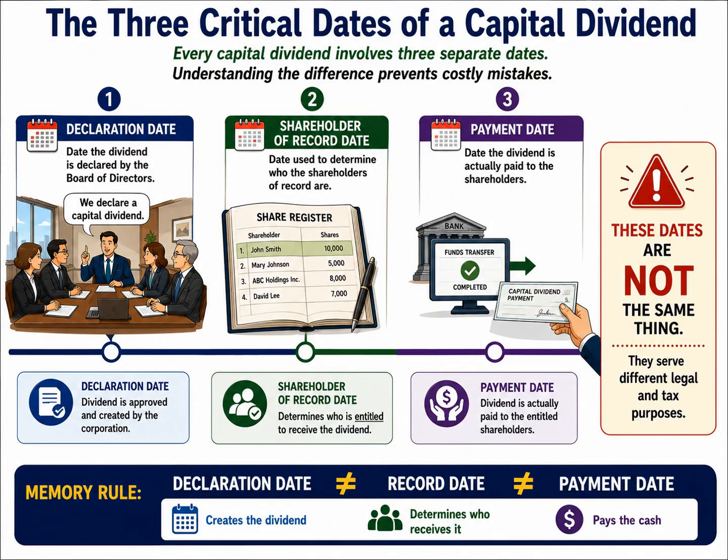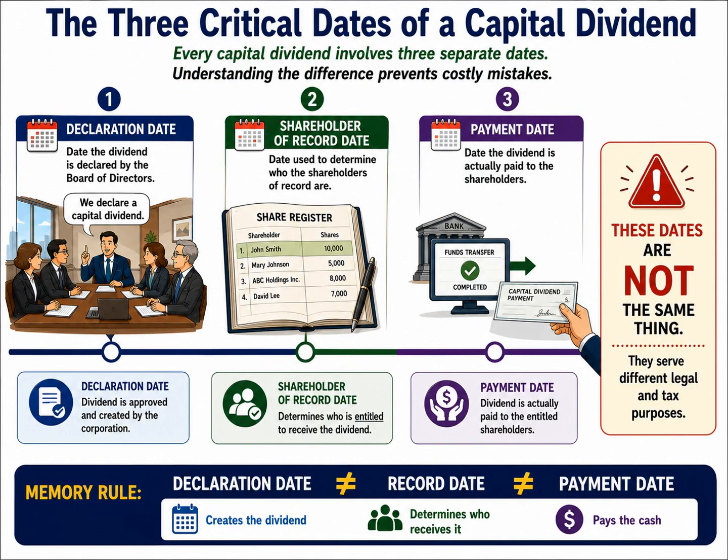This is why the warning on the right side of the slide is so important. These 3 dates are not the same thing. They serve completely different purposes. The declaration date creates the dividend. The record date determines who receives the dividend. And the payment date is when the dividend is actually paid.